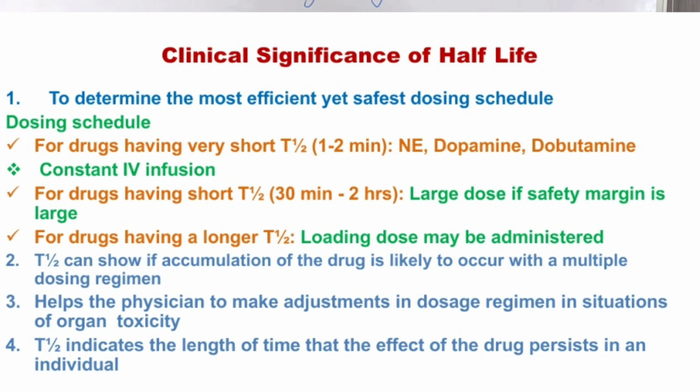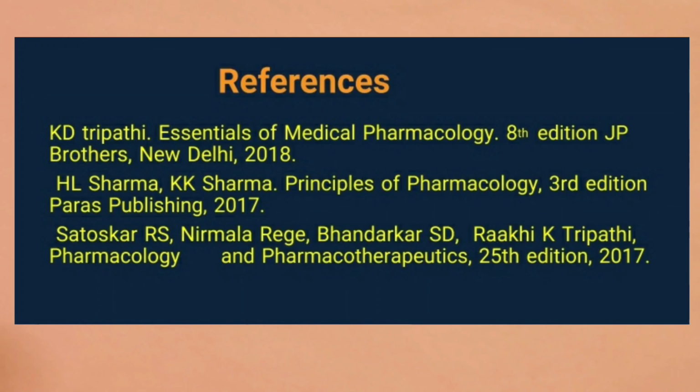Next, half-life can also show if accumulation of the drug is likely with the multiple dosing regimens. Next, half-life also helps the physician in making dose adjustments in situations of drug toxicity. Drug toxicity can arise from drug overdosage, from incorrect administration of the drug, and in organ failure. So T-half is a useful parameter as it gives an accurate indication about the length of time the drug persists in the individual. This brings us to the end of the topic.